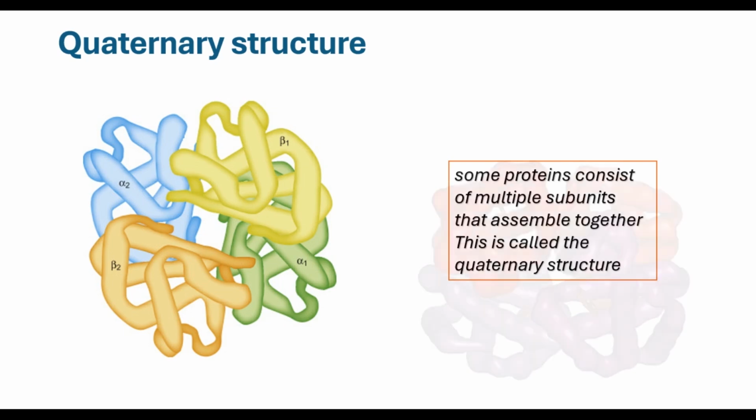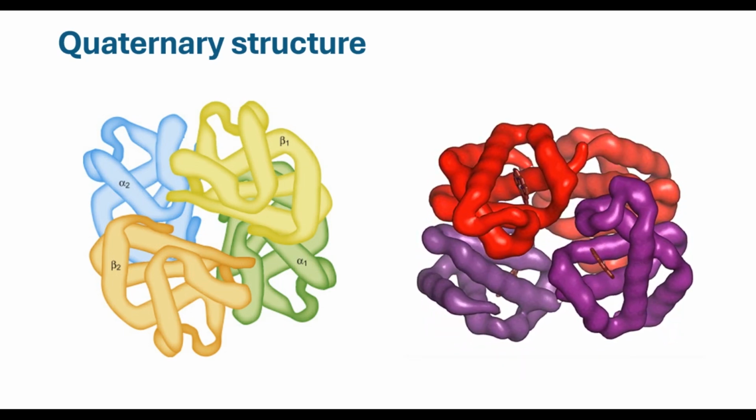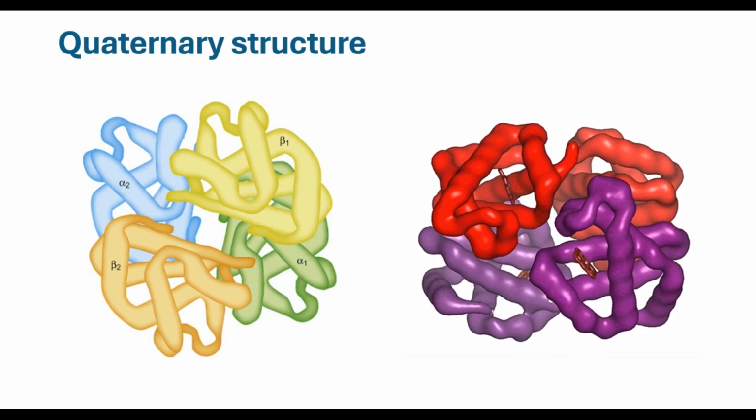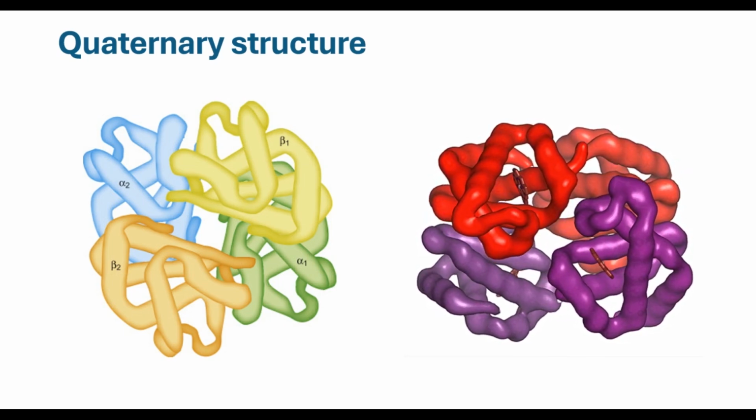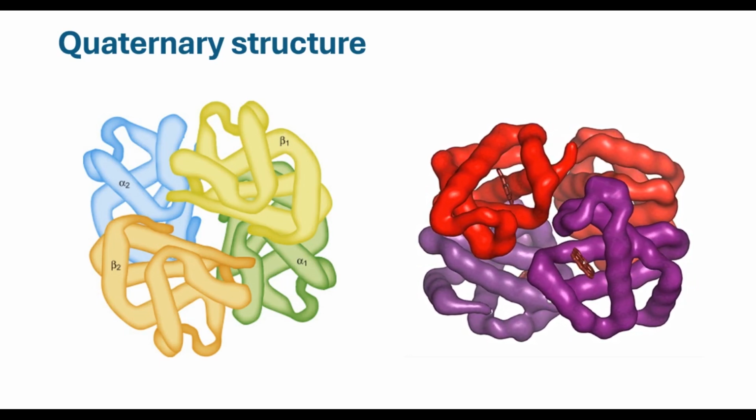A well-known example is hemoglobin, which consists of 4 subunits. Each subunit binds to iron and oxygen, allowing red blood cells to transport oxygen throughout the body.